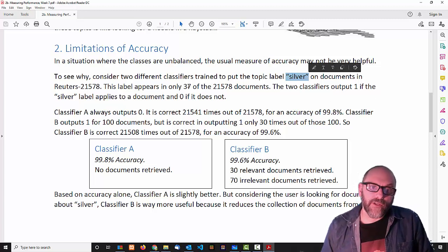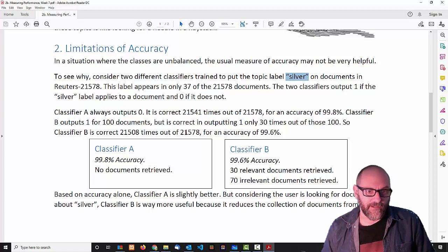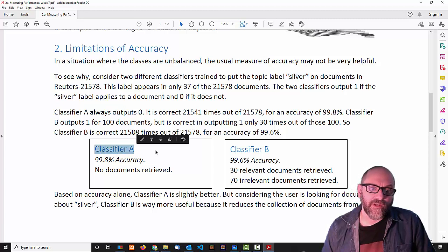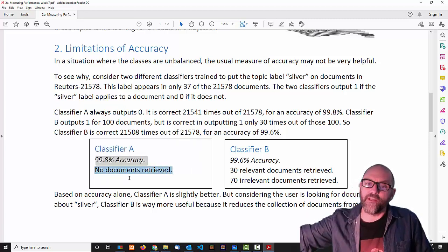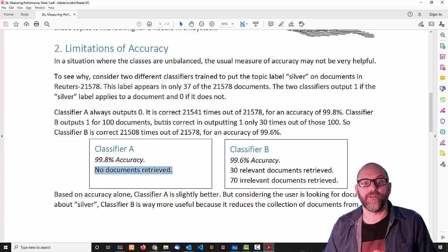There's only 37 documents in the whole corpus that have the label silver. So almost none. So classifier A doesn't actually do any work at all. It doesn't retrieve any documents. It always says not silver. It never puts the silver label on any document.